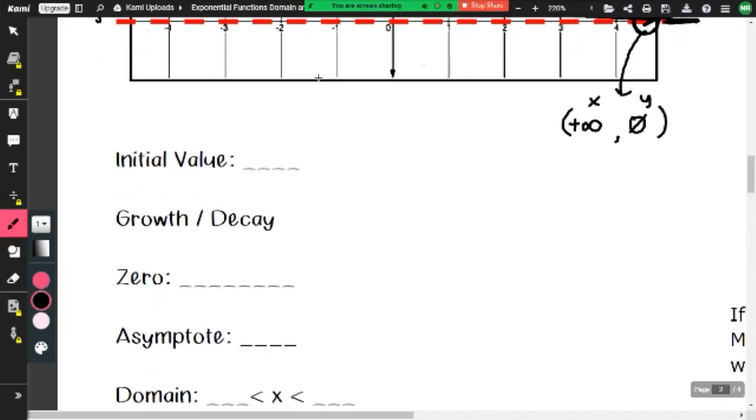And we're going to write this one more time. We are going to write it in words: it approaches, but doesn't touch the x-axis. So we're getting close to the number 0, but we don't actually touch it. So not equal to, okay?